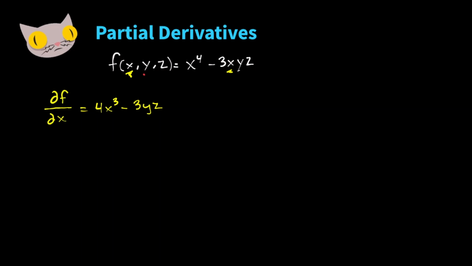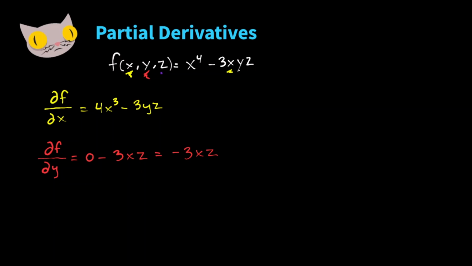Next, let's find the partial derivative with respect to y. That's going to give us 0 minus 3x times z, or just negative 3xz. This term went to 0 because there's no y in there, and we took the derivative of this y, which is just 1. So we're left with negative 3xz.